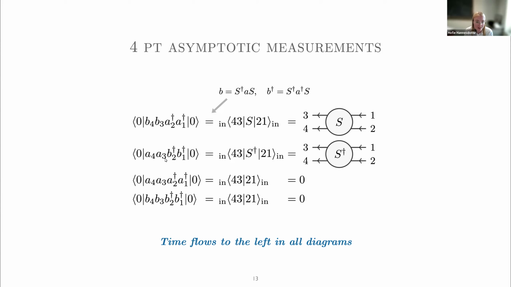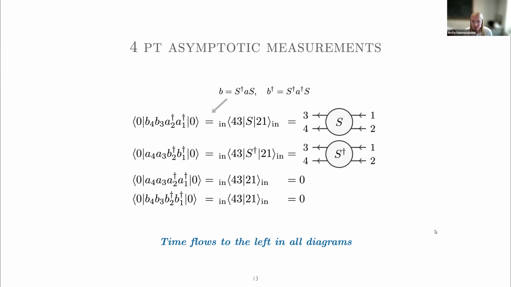We can also have the daggered version of this, where we have 2 B's followed by 2 A's. And then we can also have a string of A's or a string of B's. But actually, these are forward terms. So they only have basically support where, let's say, 1 and 3 are exactly the same particle with the same momenta, but we're going to assume that we're not in that configuration. So we're going to set all these forward terms to 0.